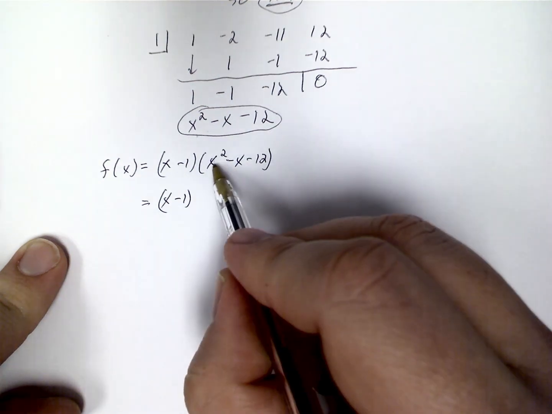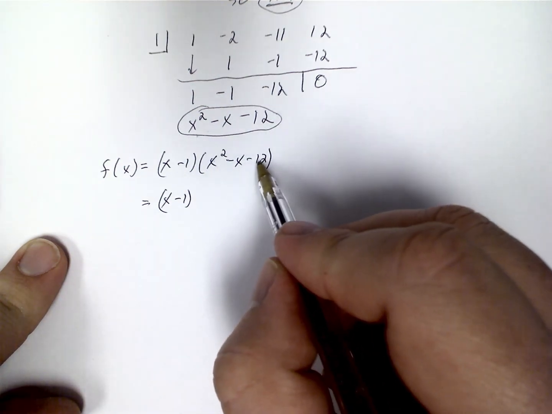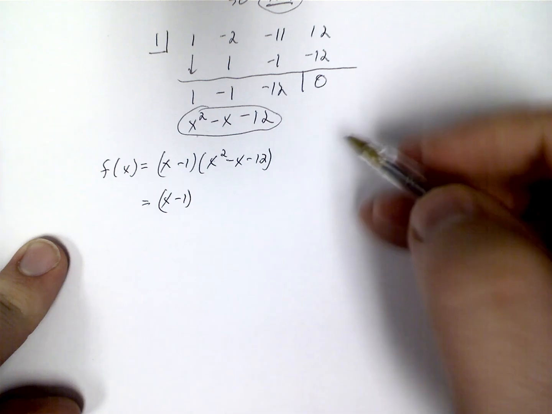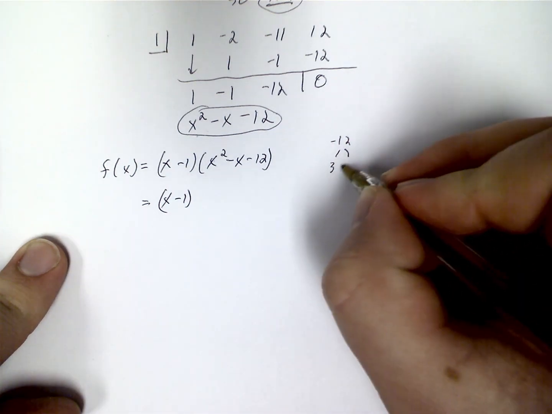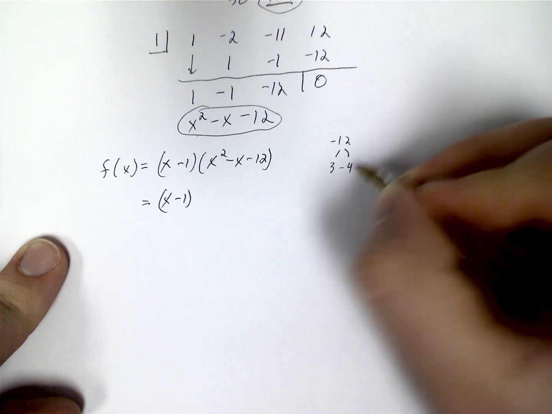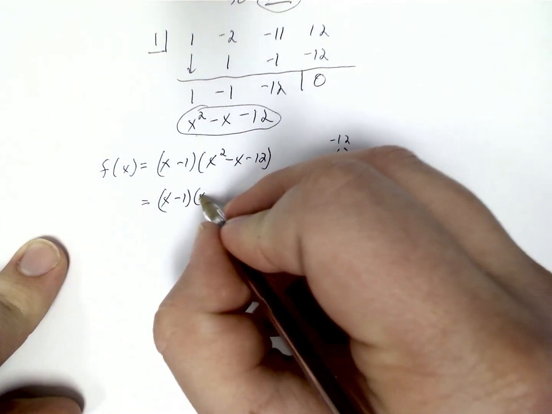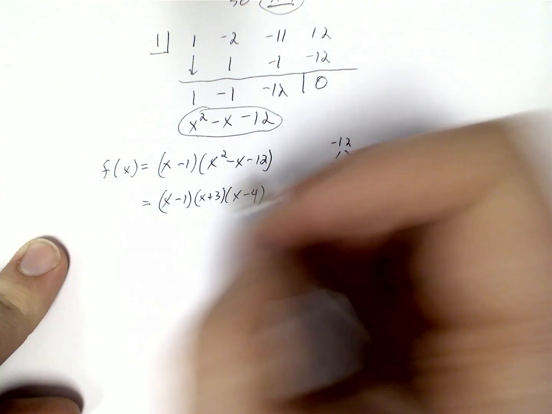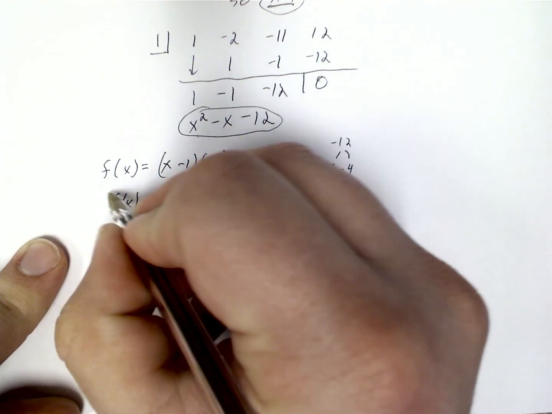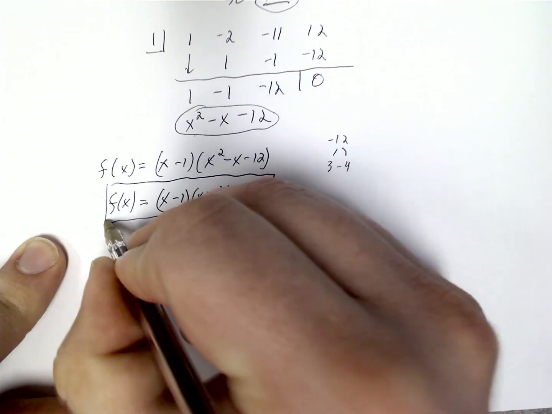And what is x squared minus x minus 12? What are two numbers that multiply to be negative 12 and add to be negative 1? Well, positive 3 and negative 4 multiply to be negative 12 and add to be negative 1. So x plus 3 times x minus 4. And that is our full factorization of f of x.